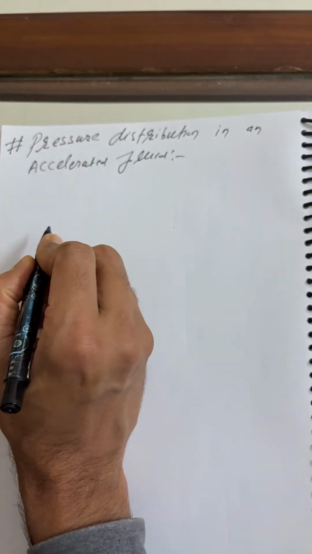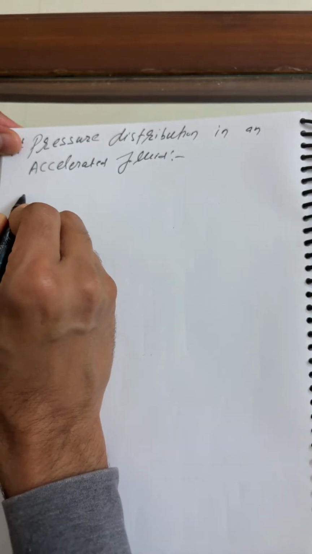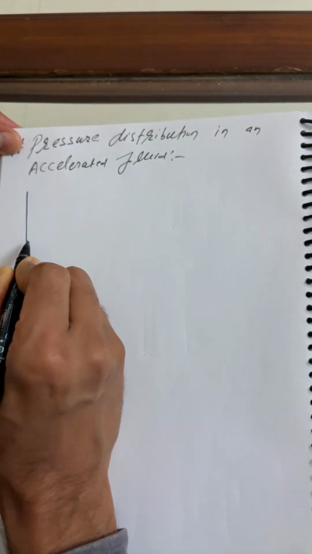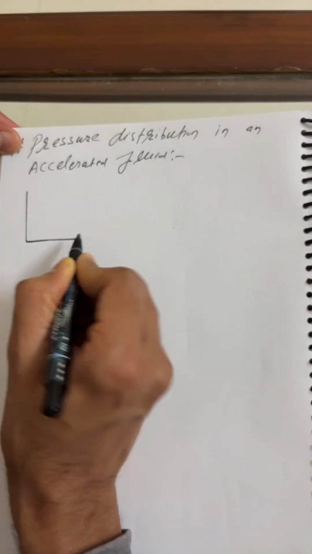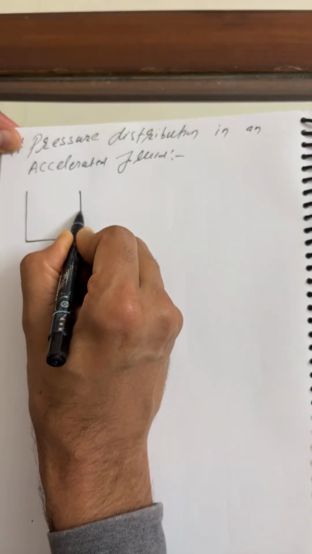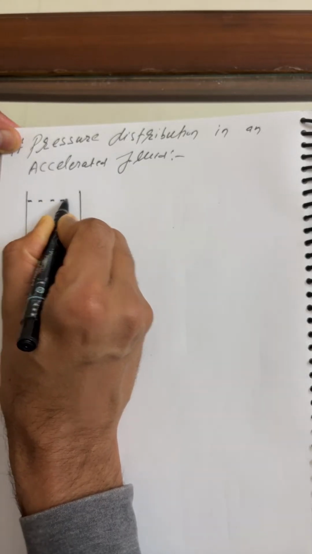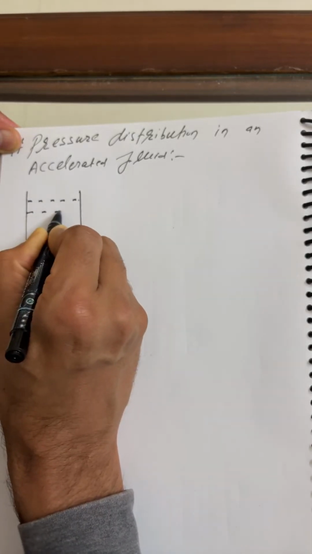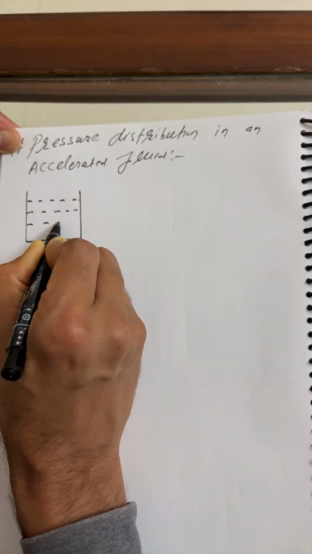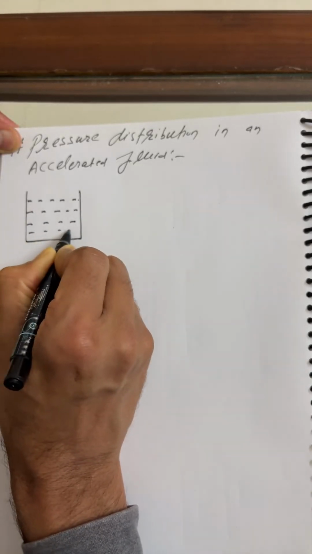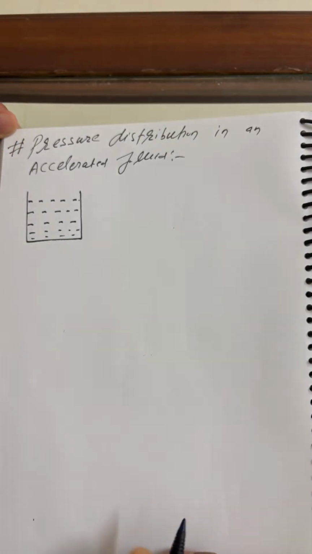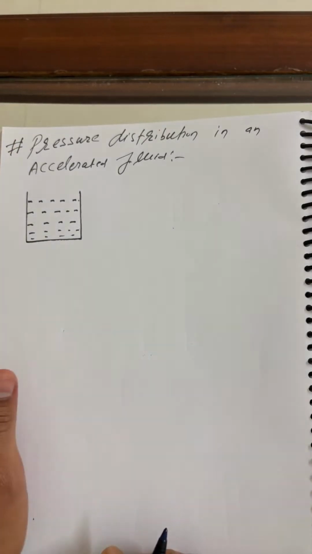So what is the condition here? I'll make more diagrams so that you can understand. Let us suppose I'm considering case 1, which is fluid static. This is a container filled with a liquid, and there is no acceleration at all.